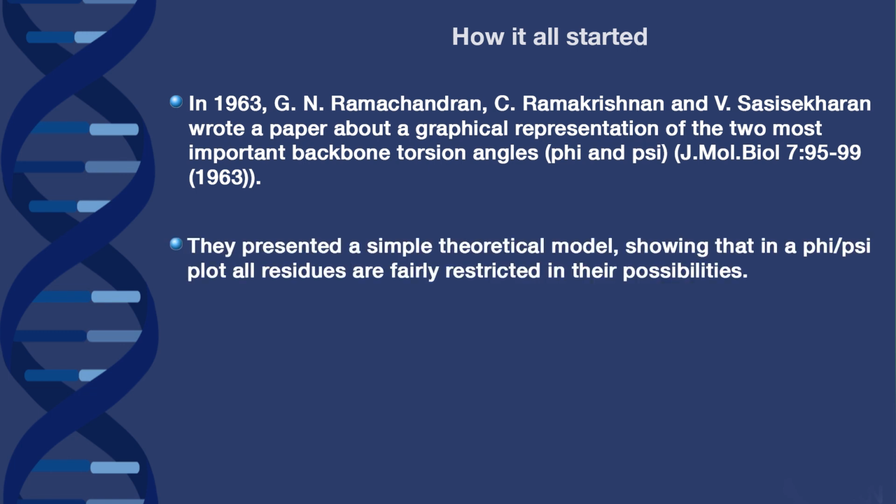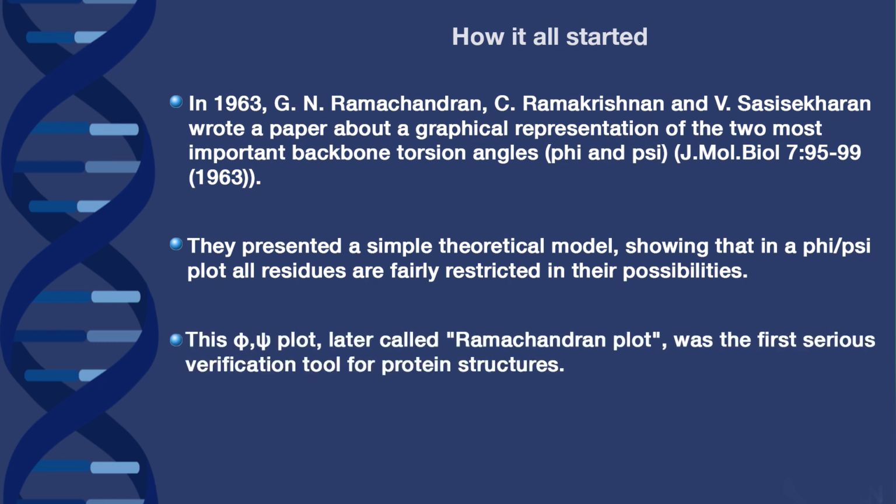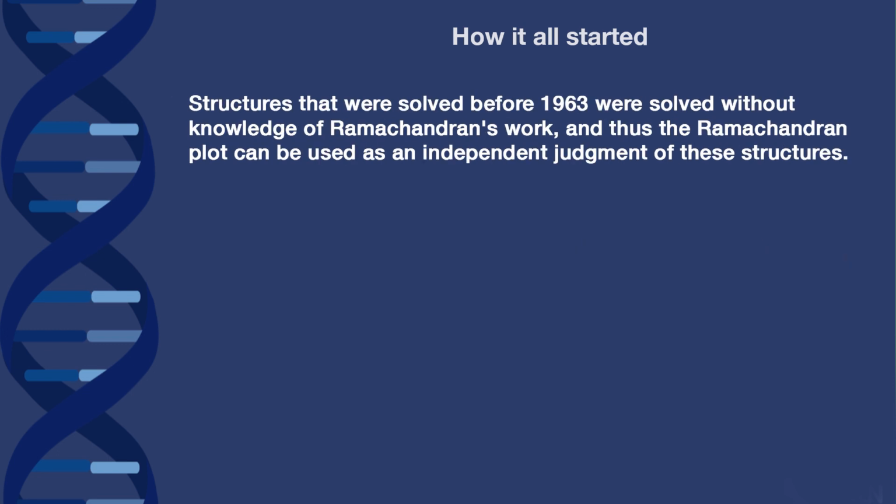They presented a simple theoretical model showing that in a phi psi plot, all residues are fairly restricted in their possibilities. In the phi psi plot, 4 quadrants are there, and all the amino acids are restricted. This phi psi plot, later called the Ramachandran plot, was the first serious verification tool for protein structures. Structures that were solved before 1963 were solved without the knowledge of Ramachandran's work, and thus the Ramachandran plot can be used as an independent judgment of these structures.